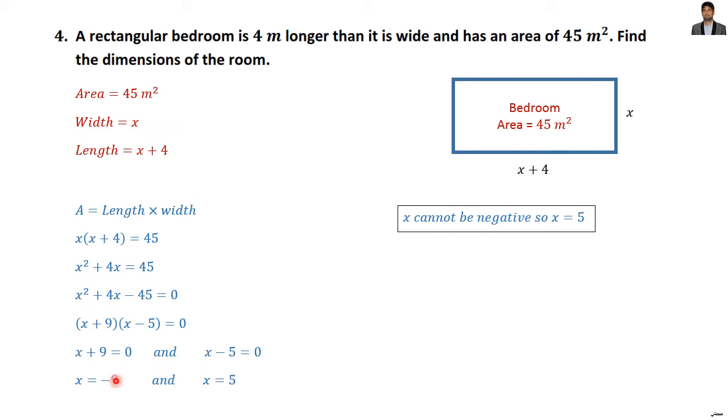As length or width cannot be a negative number, we delete x is equal to minus 9 and we take x is equal to 5. Hence, width, that is x, is equal to 5 and length is equal to x plus 4, as x is 5, 5 plus 4 is equal to 9, and these are the dimensions of the room.